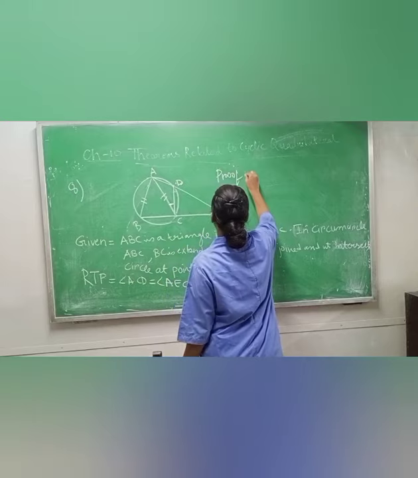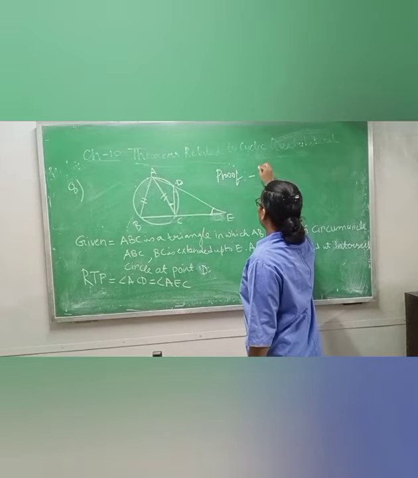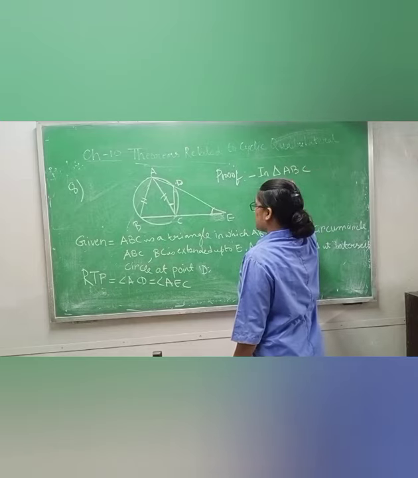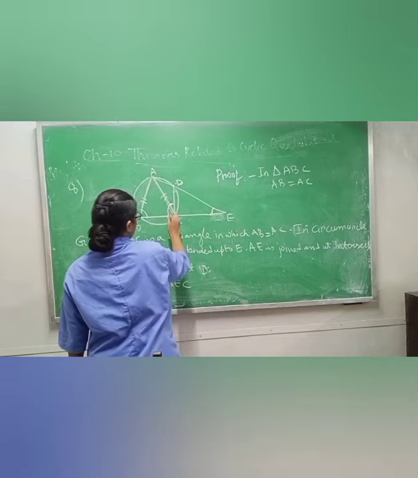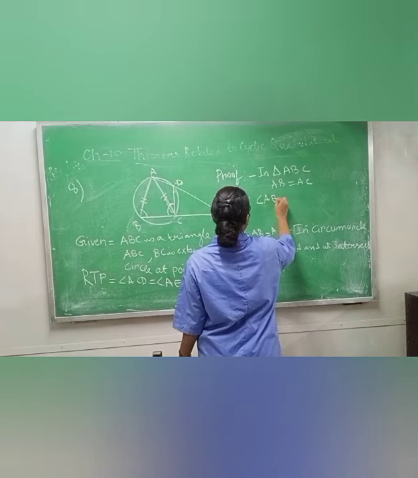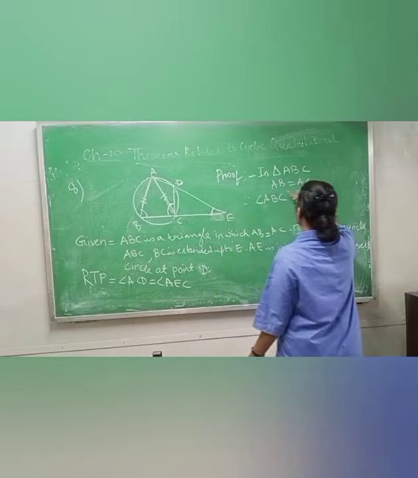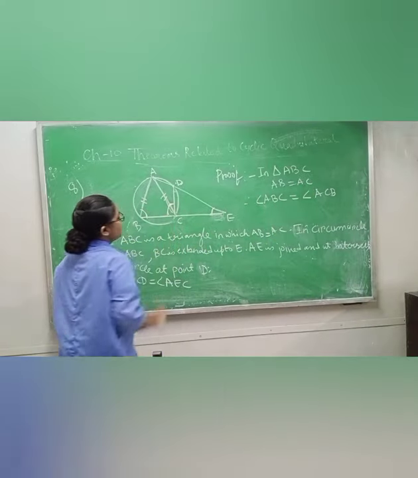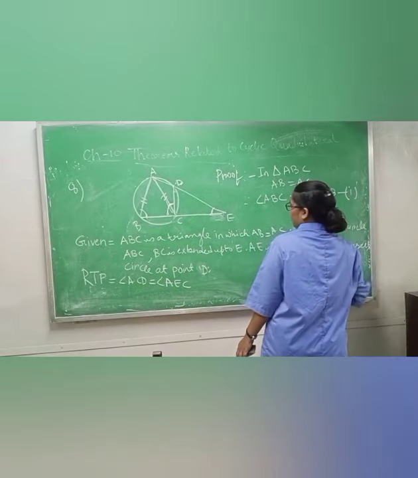So prove. In proof, what you will do? See, ABC is a triangle. In triangle ABC, AB is equal to AC. Means if these two sides are equal, it means their angles are also equal. Therefore angle ABC is equal to angle ACB. Why? Because if two sides are equal, then their adjacent angles will be equal. Okay, so this one we got. I am writing equation 1.